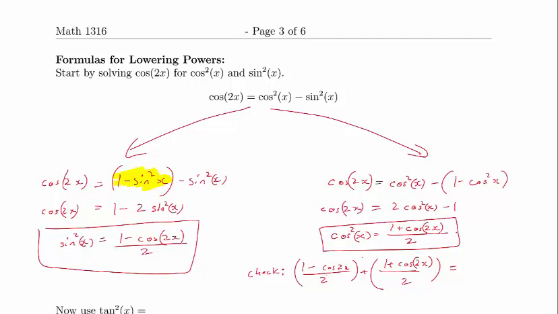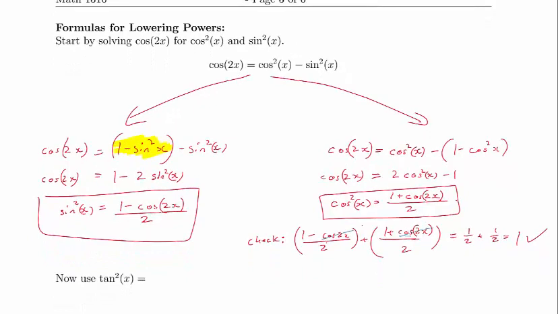And so you immediately notice that we have a negative cosine 2x divided by 2 and a positive cosine 2x divided by 2. So those are going to cancel. And so what we are left with is 1/2 plus 1/2, which is 1. So it checks out. So good.